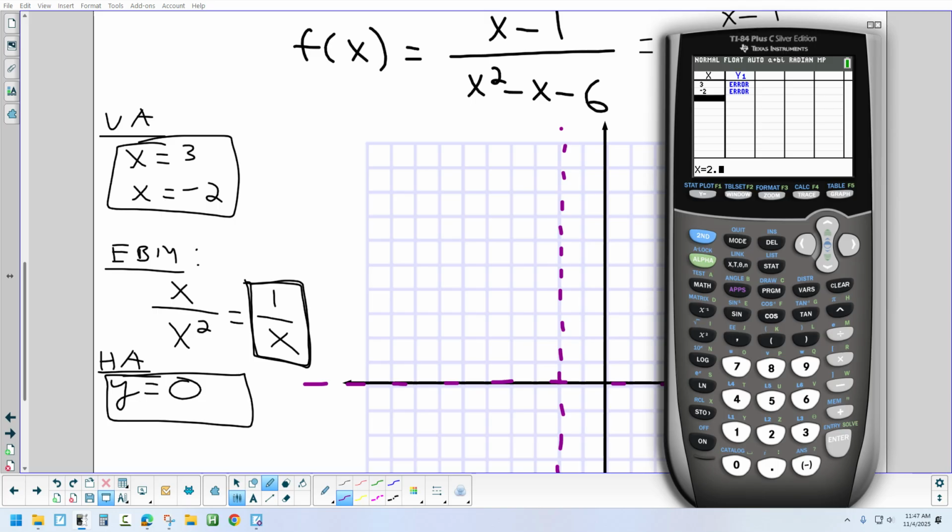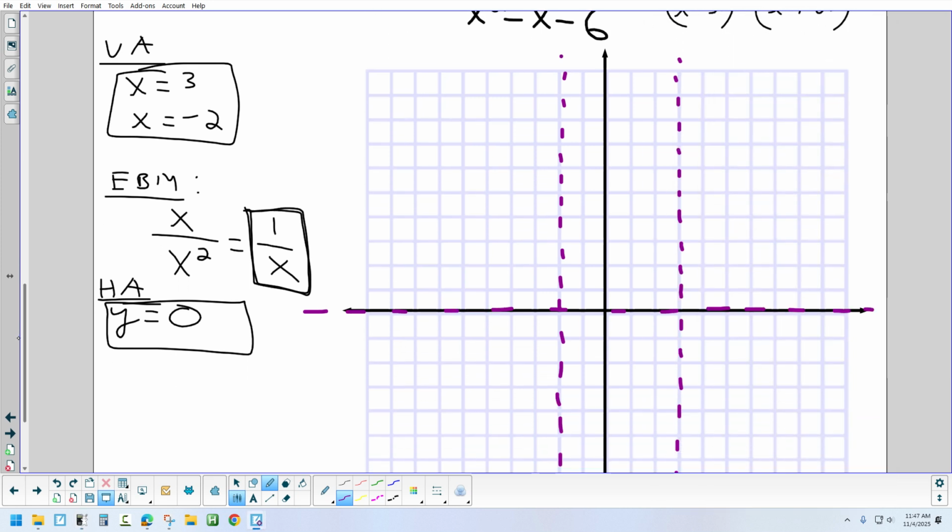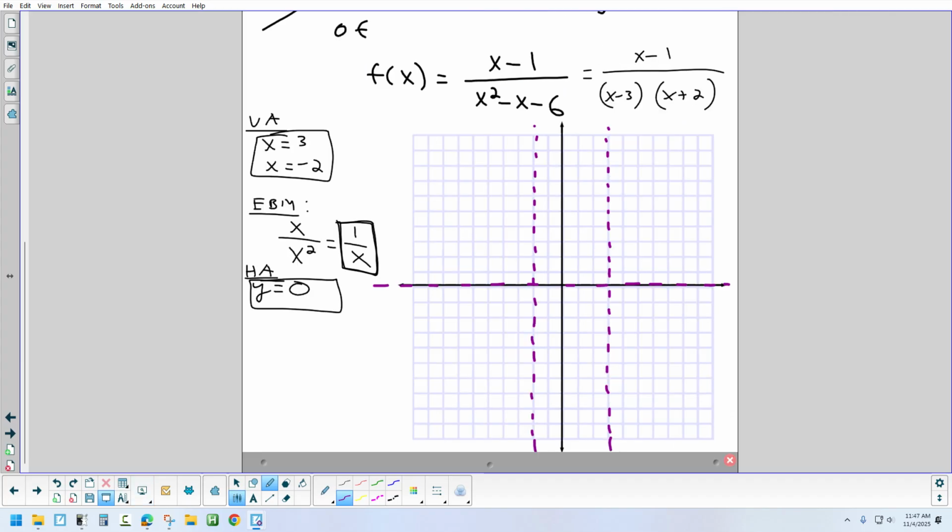Let's plug in 2.999. That's -4,000. So just before 3, what's my y value getting close to? -infinity. Yep. So just before the number 3, I am way down there. I know that's not -infinity, but that's the best we can do.